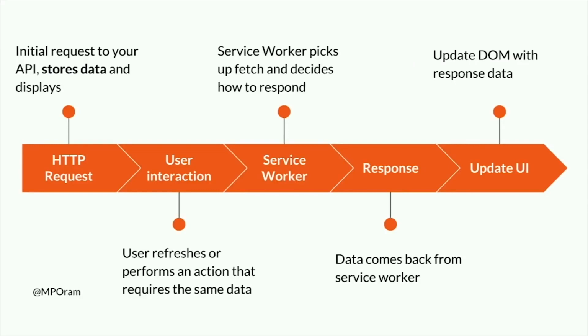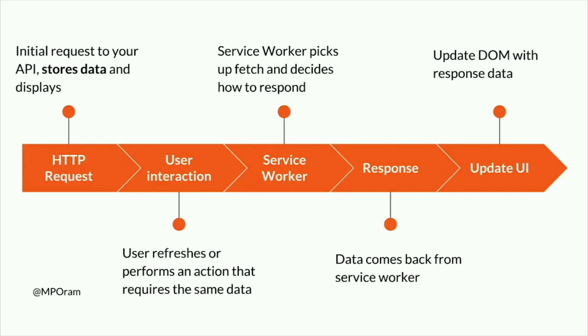So basically what's going on here is the initial request to your API goes out, gets the data, on its way back we store the data, and then we display it to the user. User interacts with your page in some way, they refresh or they go to another page which requires the same data, the request goes out, but this time the service worker picks it up and decides how to respond with it. So have we already got that data? If so, let's just respond with the data from our cache. If not, then it will go and get it again from the server. That responds, and your front end knows no difference. As far as it's concerned, your fetch request has come back as standard, and then you can update your UI, your DOM, however you see fit.